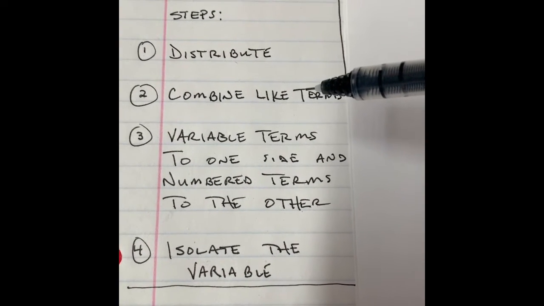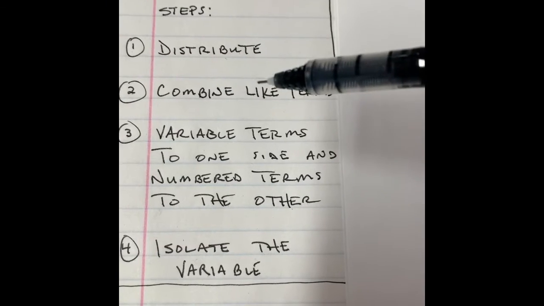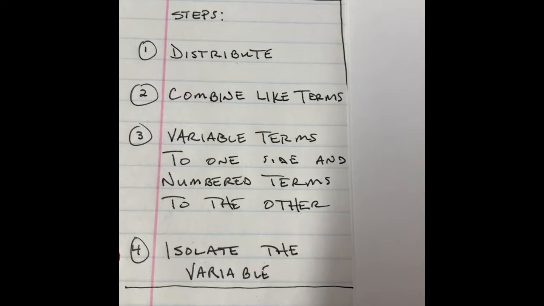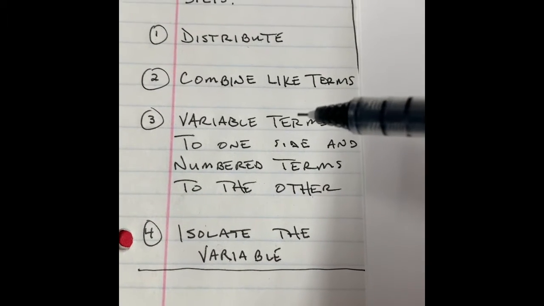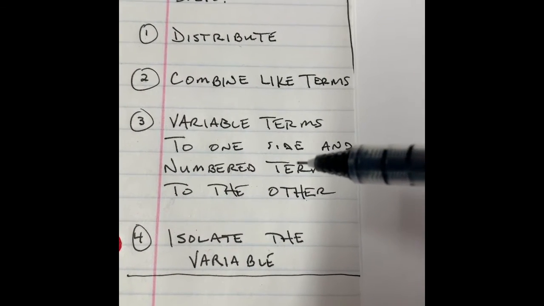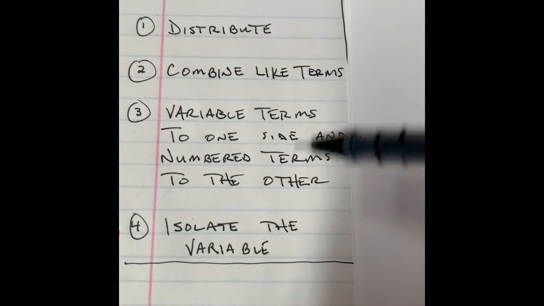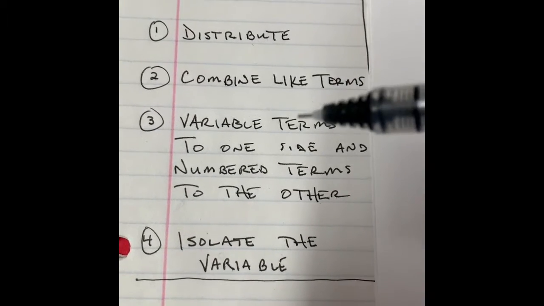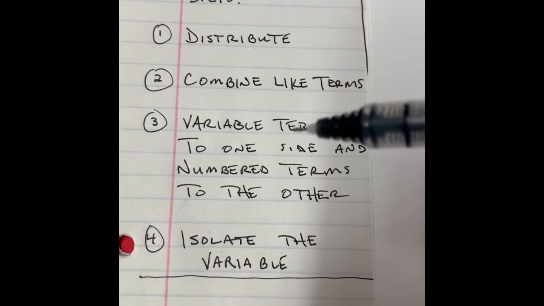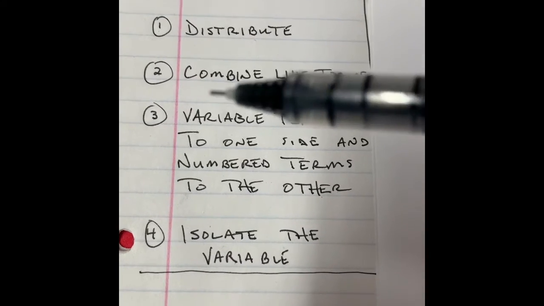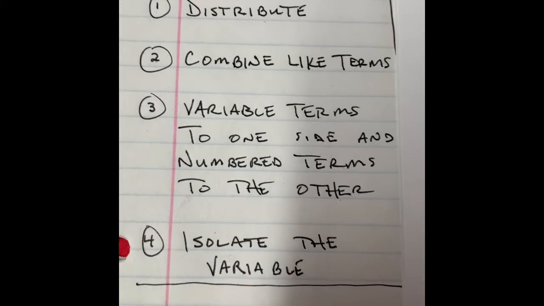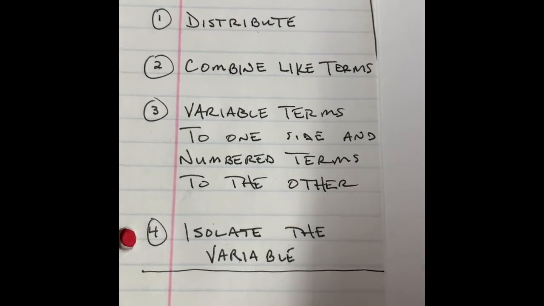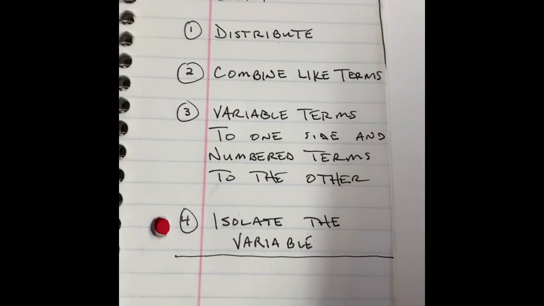Combining like terms: you look on the left-hand side of the equal sign and the right-hand side of the equal sign. If you have any like terms on those sides, then you put them together. The next step is to move the variable terms to one side and the numbered terms to the other. This is where you get to be kind of creative. That's up to you. If you want all the lettered terms on the left, you've got to find a way to do that. But you're going to organize it so that lettered terms are on one side and the numbered terms are on the other. And finally, isolating the variable: that's usually when you're dividing by the exact number that's connected to the letter.